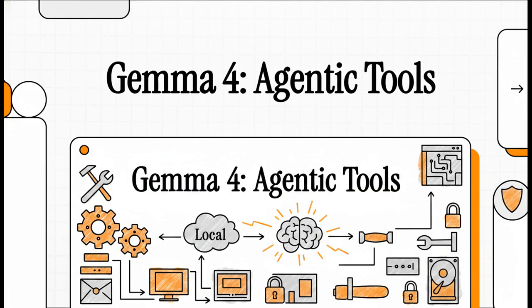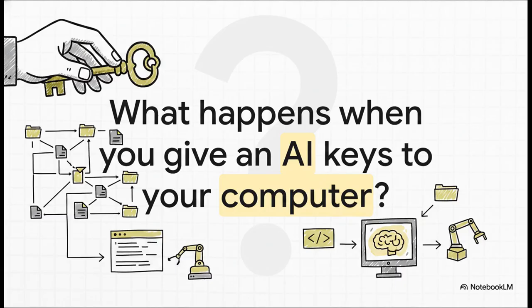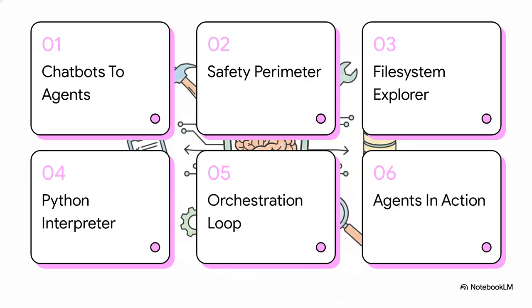It's pretty wild. Now, before we even write a single line of code, we have to ask ourselves a pretty crazy and honestly slightly dangerous question. What actually happens when you give an AI the keys to your computer? I mean, it's one thing to have a model summarize a text file you just paste into a chat window, right? But it is an entirely different beast when that model can just explore your file system and execute code all on its own.